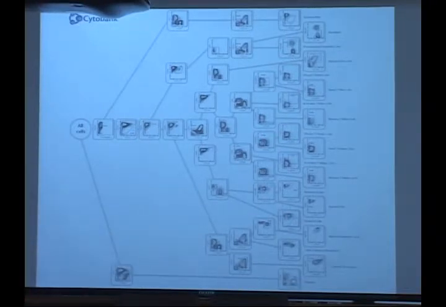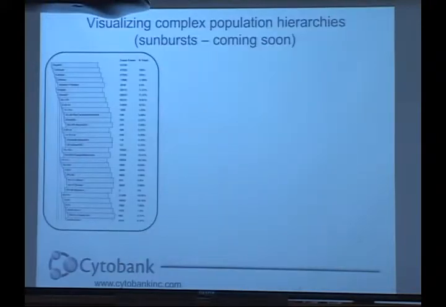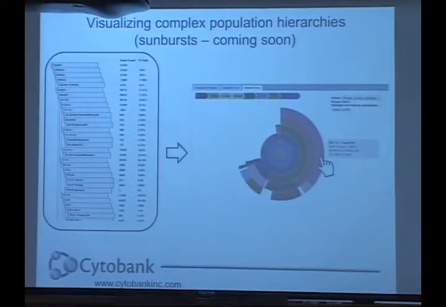But what we're putting into the platform, and this is what we're actually having coming up in about the next month or so, is the gating hierarchy for that tree I just showed you before, where you start with your ungated and then you gate down to your plasma B cells and such. And we are putting different visualizations into Cytobank so that you can interact with this in a more intuitive way. One of which is this sunburst visualization, which will be available in about the next month or so.